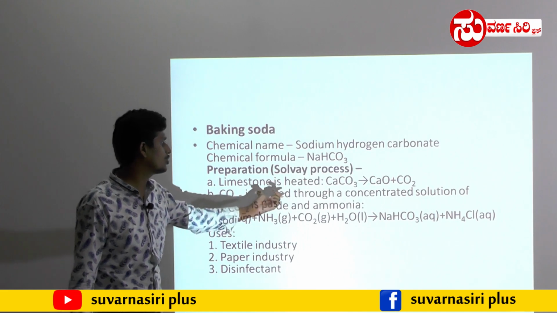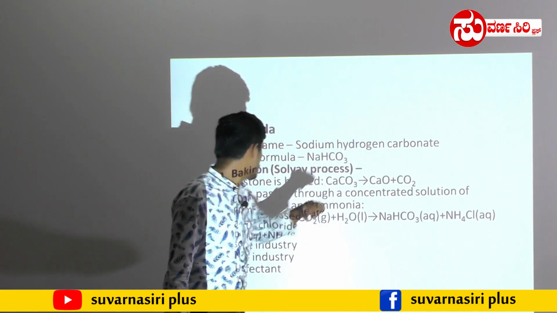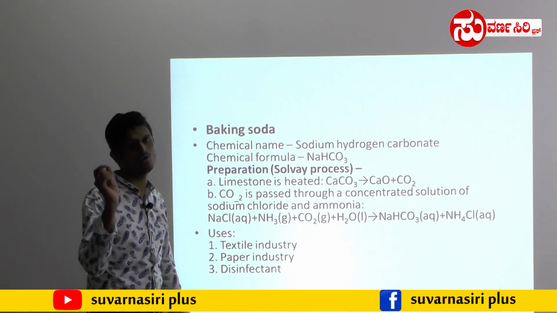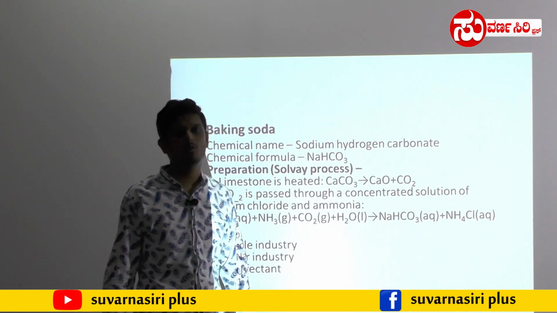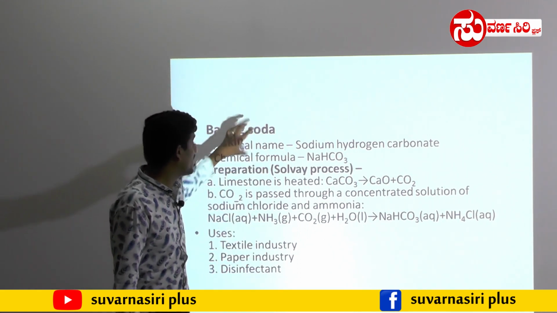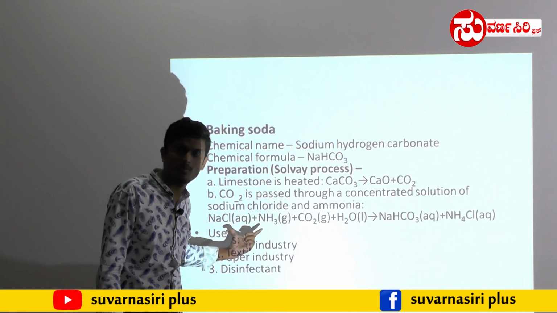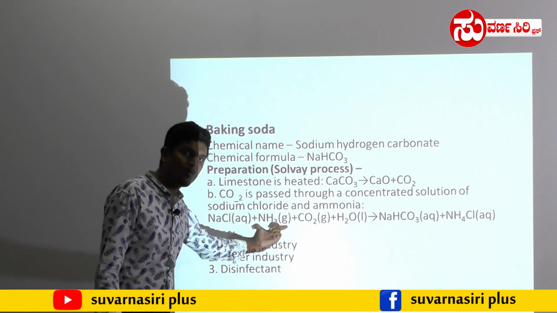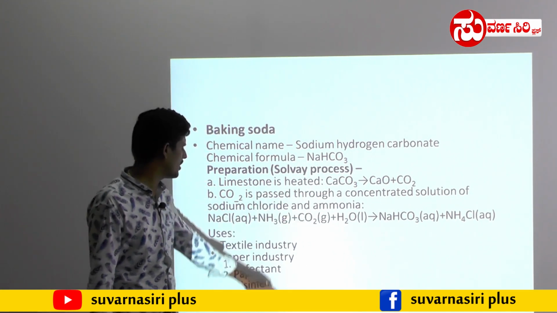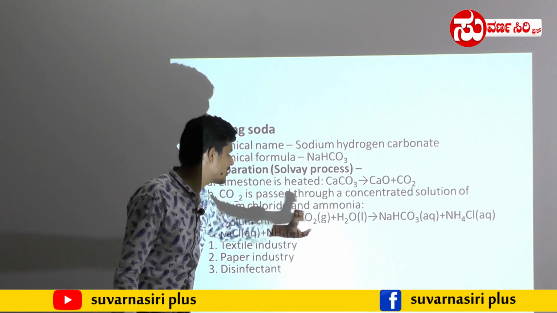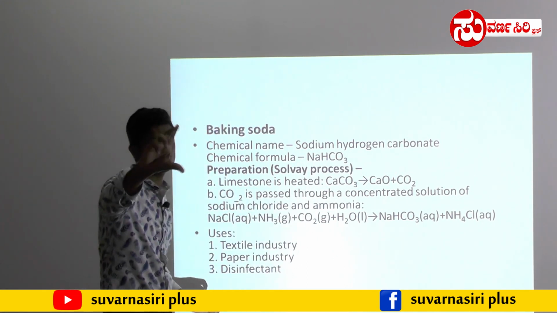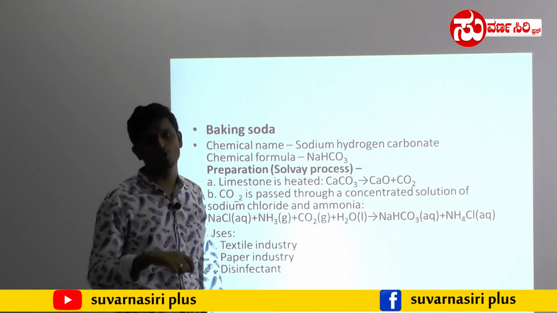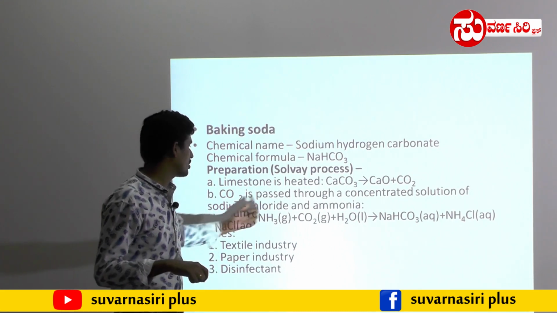So CO2 is passed through the concentrated solution of sodium chloride. So here sodium chloride is there. You have to write the balanced chemical equation. Baking soda is prepared by passing ammonia gas and also CO2 through aqueous salt solution. First in a test tube, we have to take salt, then add water. We get brine solution, that is nothing but aqueous solution of sodium chloride.